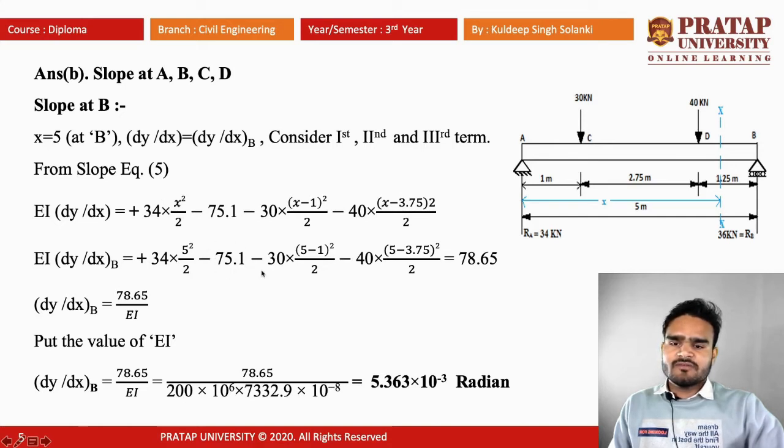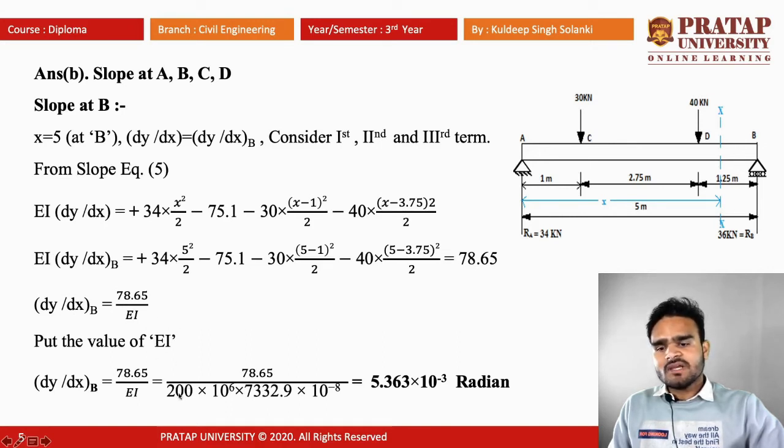dy/dx at B equals 34 into x equals 5, minus 75, this is the value of C1, minus 30 into x, with x equal to 5 meter, divided by 2. After solving all the terms, we get the value 78.65. EI is a constant, transfer it to the downward side and put the value of EI.